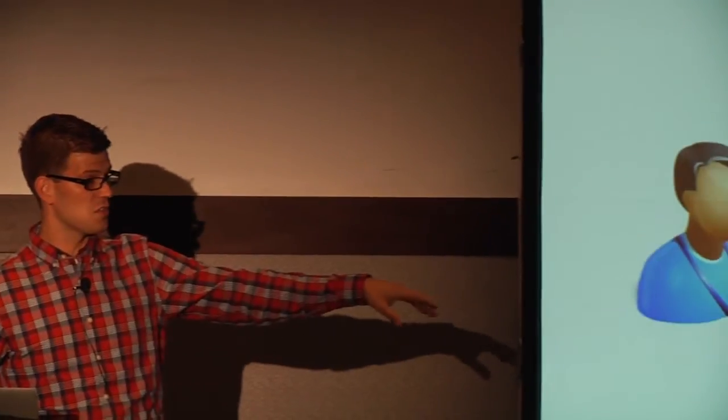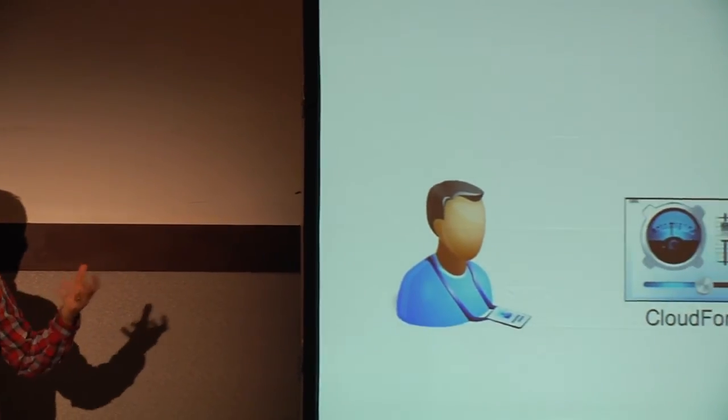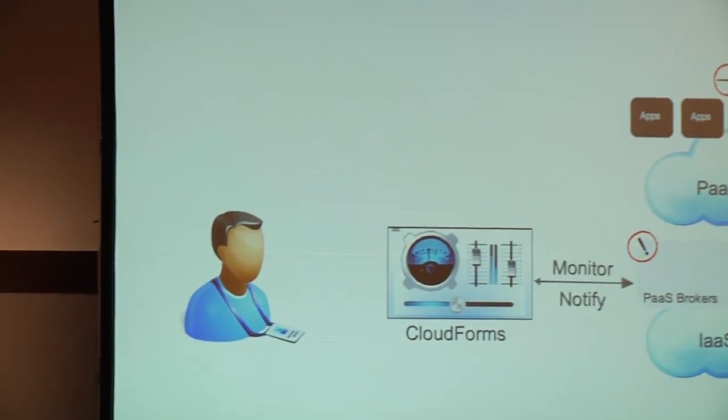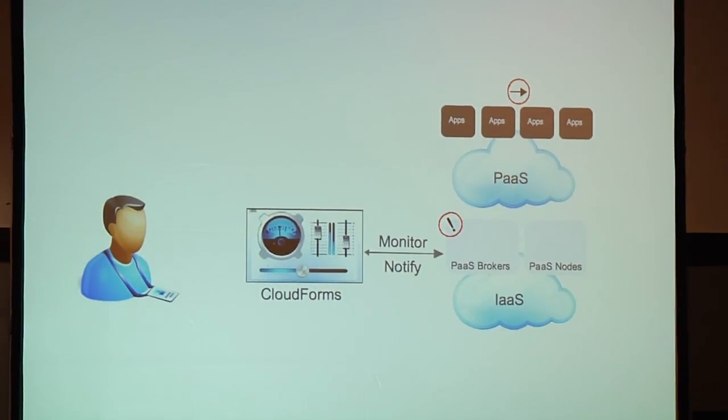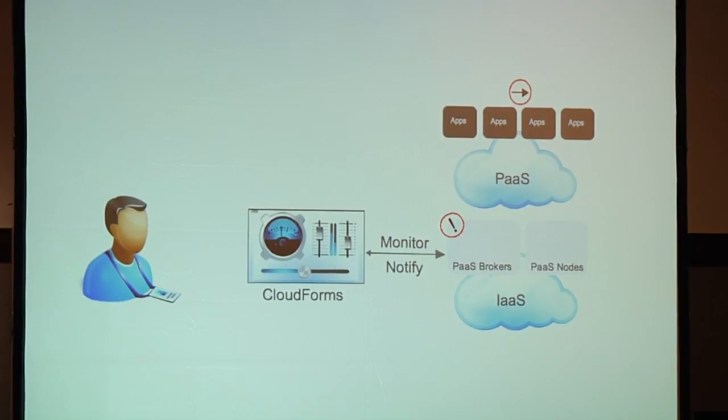So basically the idea is this. Your operations user has his infrastructure as a service, he's running brokers and nodes, OpenShift brokers and nodes. And that's basically creating a platform as a service cloud. And so the apps that are running on top of there want to scale horizontally, for example. But let's say they run out of resources. That's what that exclamation point is, right?